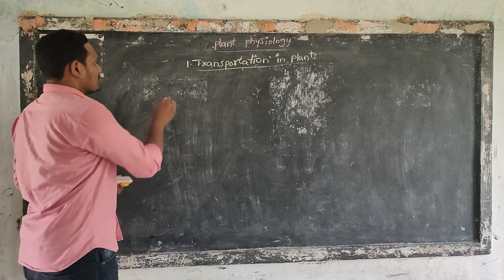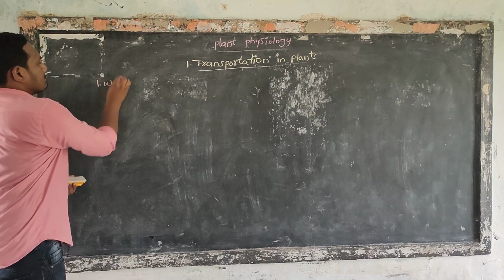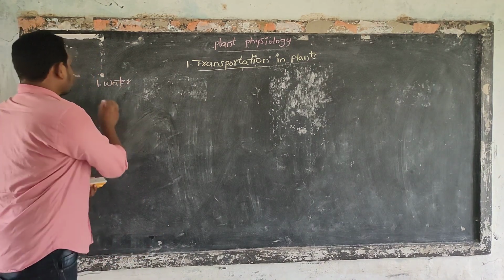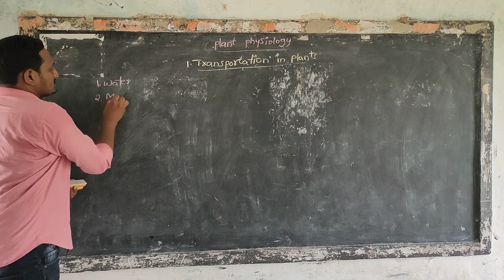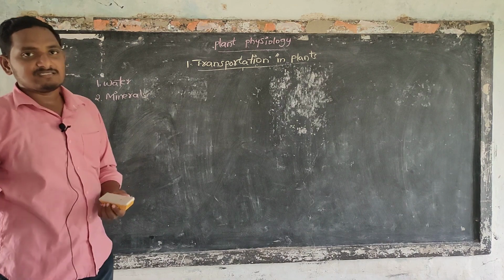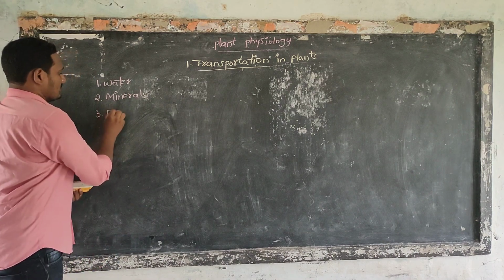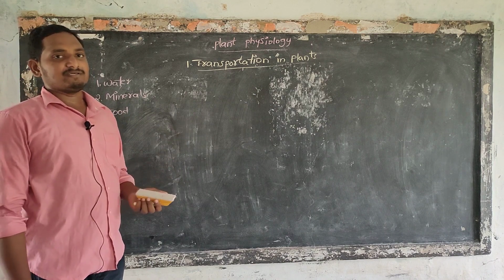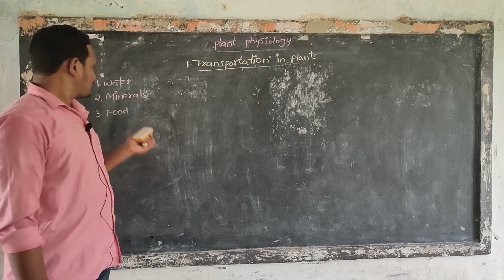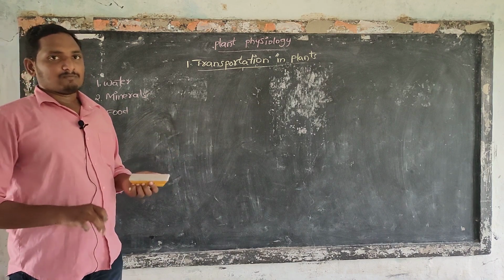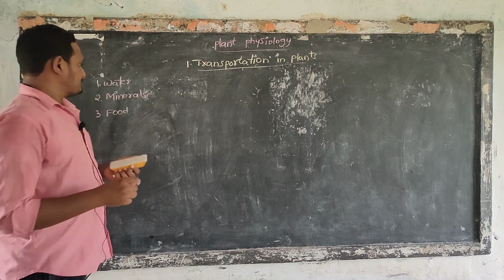Mainly three things. One is water, which is very important for plant growth and development. Next, minerals, and the third thing is food. Water, minerals, and food are the three important materials for plant growth and development. They circulate through the entire plant body from the bottom to the topmost part.